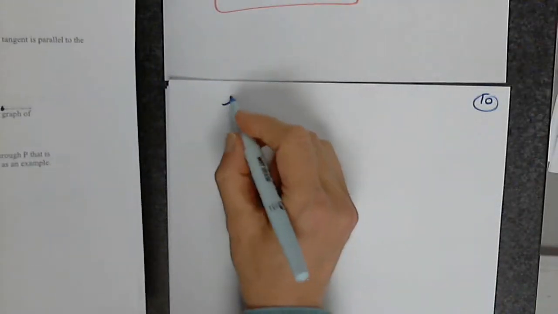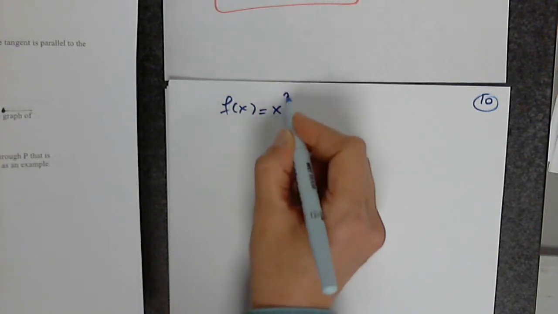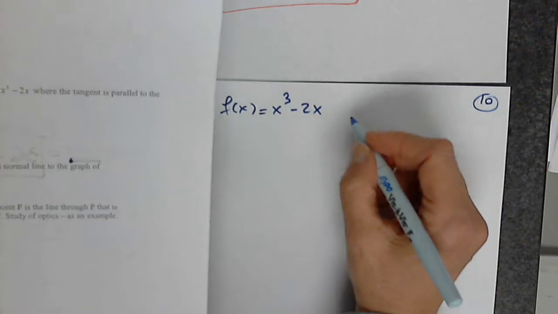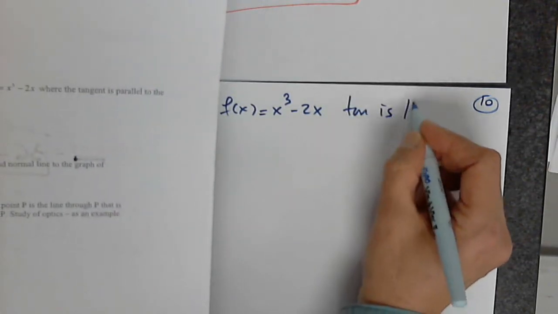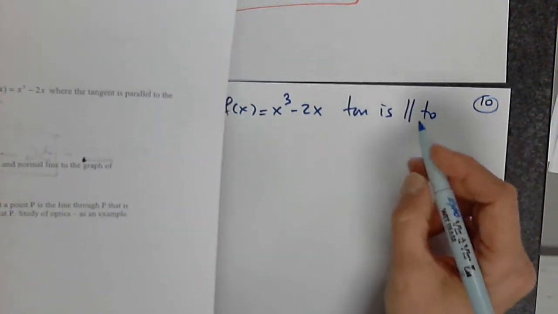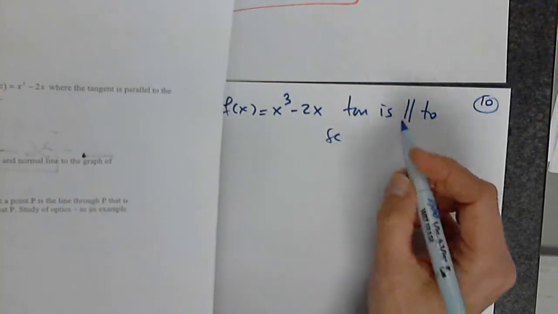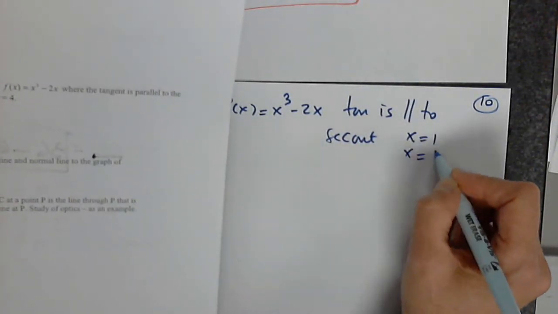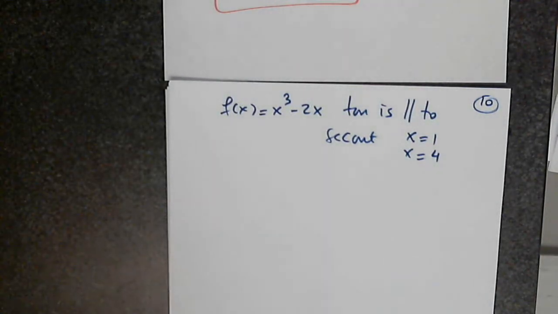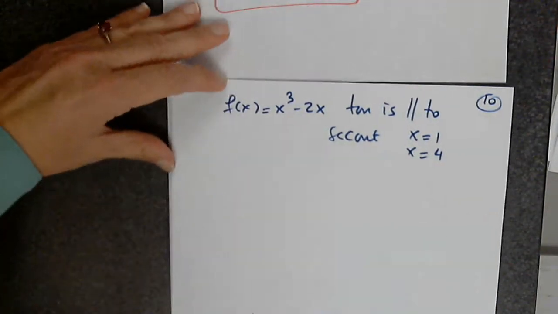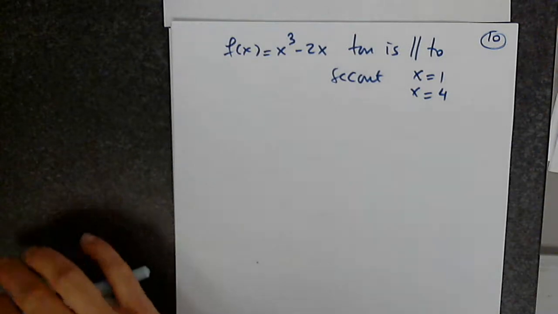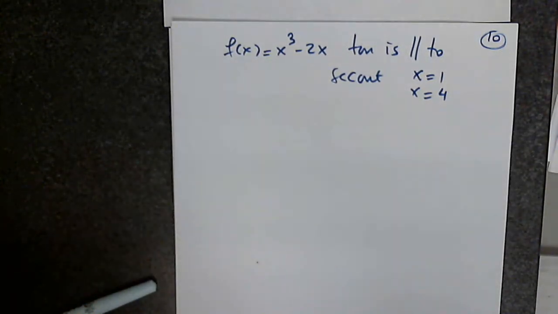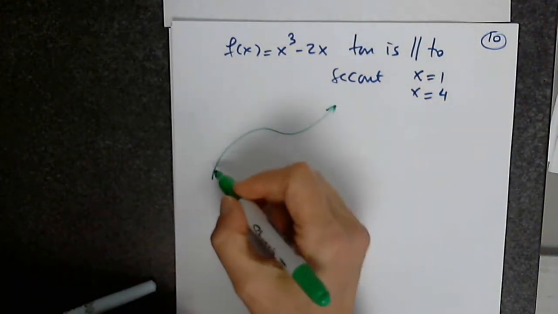Okay, so we have f of x equals x cubed minus 2x, where the tangent is parallel to the secant line through x equals 1 and through x equals 4. Okay, here's the scenario. Here's the idea. Let's say I have this function.